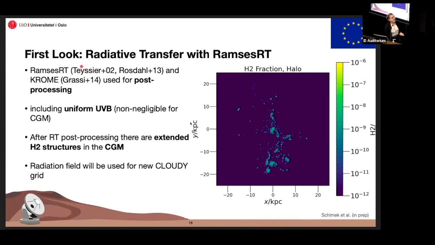We can see here the H2 fraction for the whole halo, and we can see extended H2 structures actually, and they are much more prominent if we don't have UVB. So we see that it's quite important to actually include it. But now, last week it finished the run, so we have now the radiation at 10 different bands, and what we're now going to do is find a way to properly include this in the Cloudy modeling, make the Cloudy grid, and then actually see what kind of emission we get.